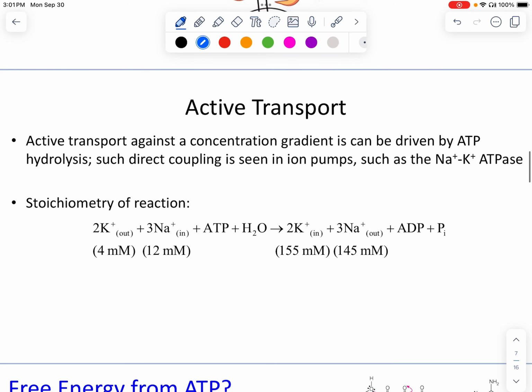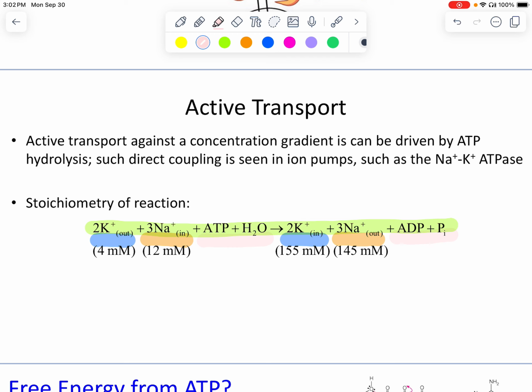And let's look at how this would happen. This reaction shows the net change right here. So we see we start with potassium on the outside of the cell, and we end up with potassium on the inside of the cell. We start with sodium on the inside, we end up with sodium on the outside, and then we have this ATP being hydrolyzed into ADP and the phosphate. The net reaction is spontaneous.